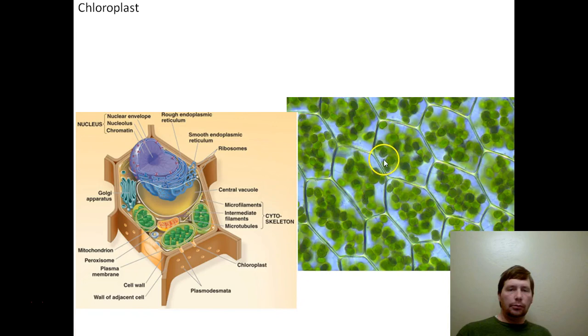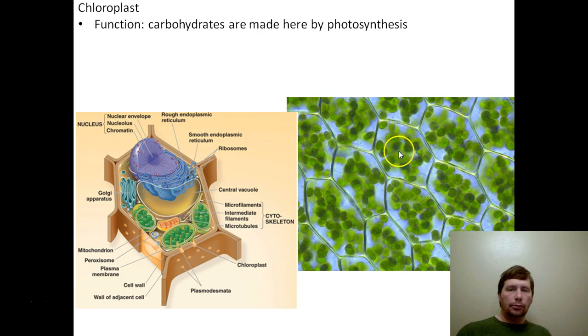Here what you can see is some plant cells, and inside these plant cells you see these little green circles or discs. Those are the chloroplasts. Chloroplasts are green. They're found inside of plant cells. And the function of the chloroplast is this is where photosynthesis happens. Photosynthesis is a process of how plants take carbon dioxide, sunlight, and water, and they use that to make their food. They use that to make carbohydrates.